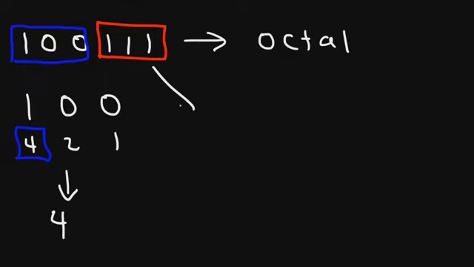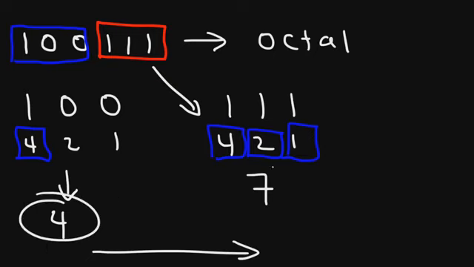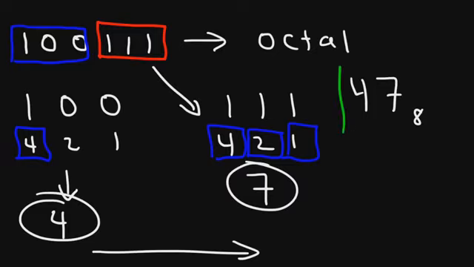Now let's do the same thing for this one. So the number is 111. So because we have a 1 for each, we're going to use the 4, the 2, and the 1. 4 plus 2 plus 1 is 7. So we're going to read it this way. Our answer is 47. So it's 47 in the octal system, which is a base 8 system.